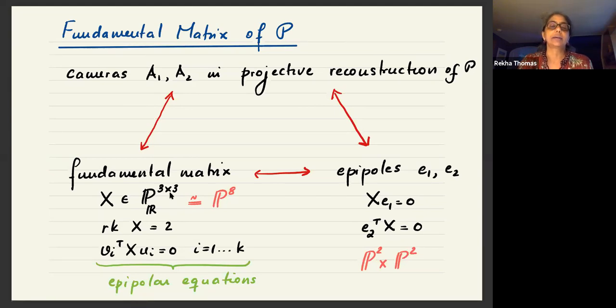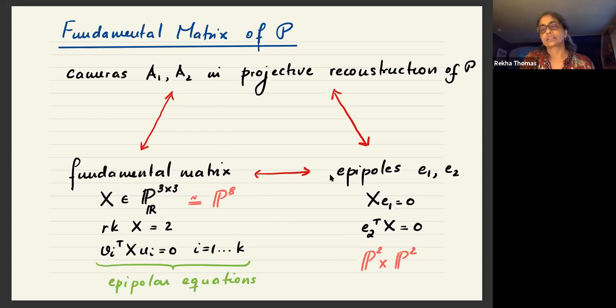They live in 3 by 3 space, which of course is isomorphic to P8. If you just concatenate the rows of the matrix into a long vector, then I can think of P3 by 3 as just P8. And we'll do that in this talk. So these matrices live in P8, if you like, and they carry the same information as the cameras.